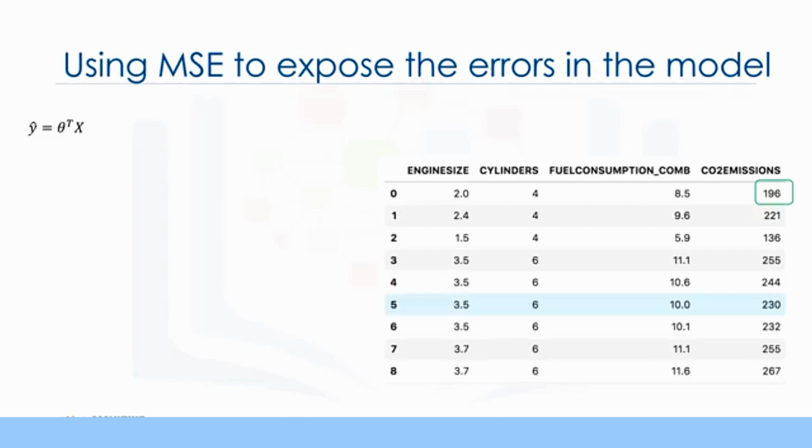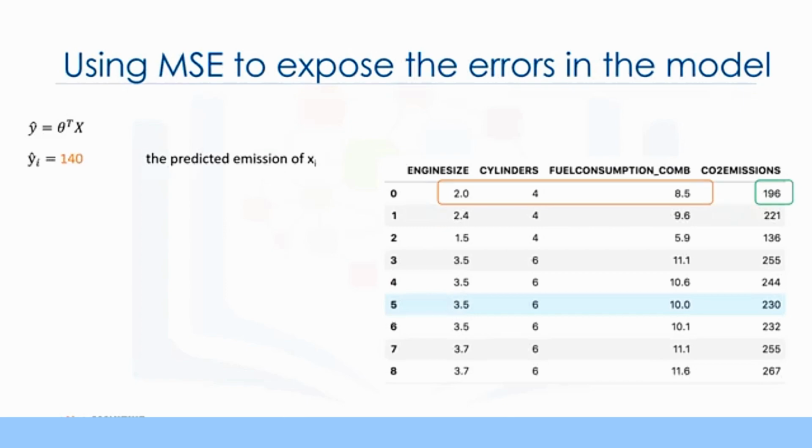Let's assume for a moment that we have already found the parameter vector of our model. It means we already know the values of theta vector. Now we can use the model and the feature set of the first row of our data set to predict the CO2 emission for the first car, correct?